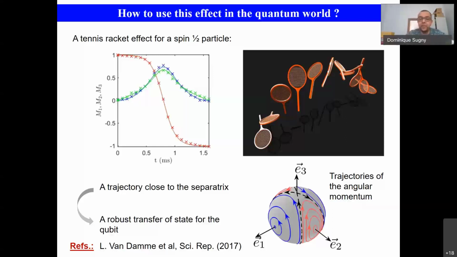And basically, at the quantum scale, in the quantum world, it's the equivalent of throwing your tennis racket in the air.